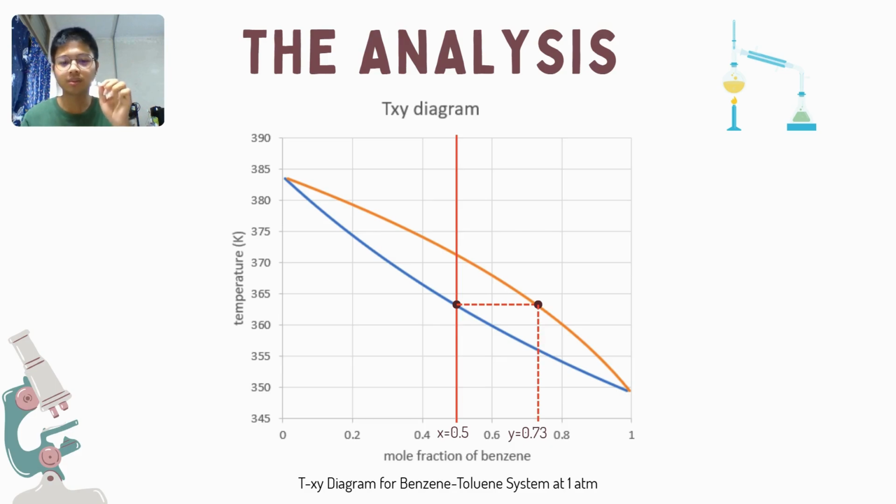What does that mean? This means that the mole fraction of benzene at the top of the column here is 0.73 in vapor form. And then next, we'll draw another straight line, and the temperature here is 363 K, which means that the distillation column needed 363 K of temperature to achieve this separation.